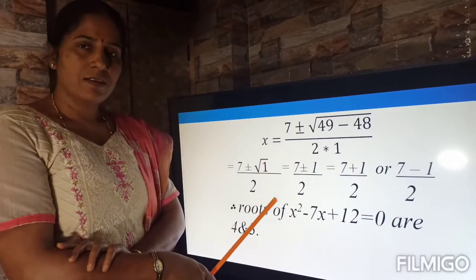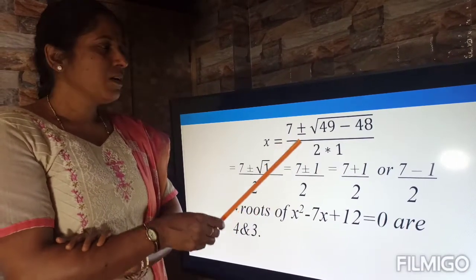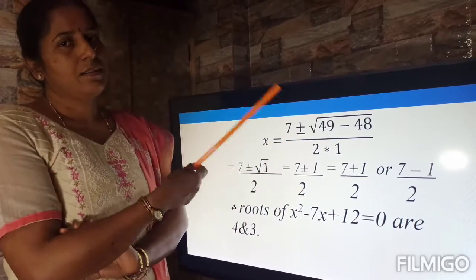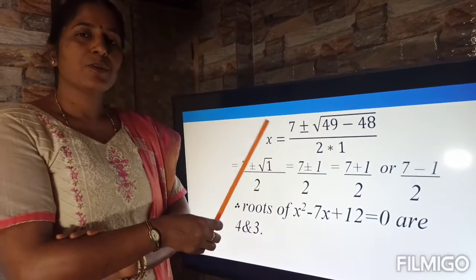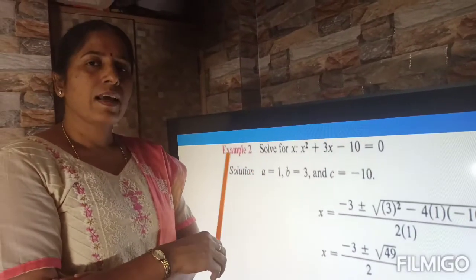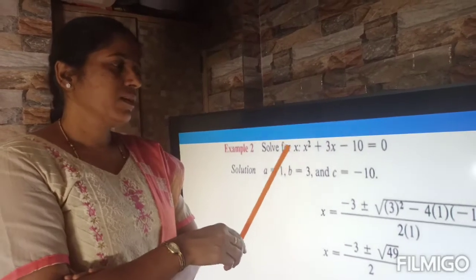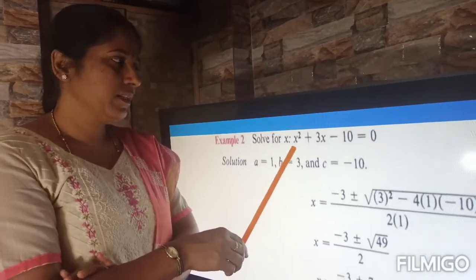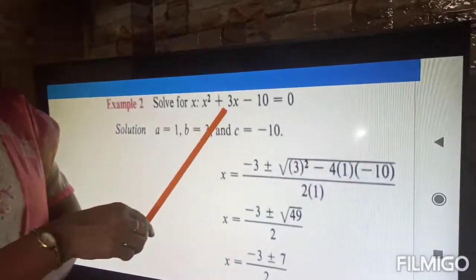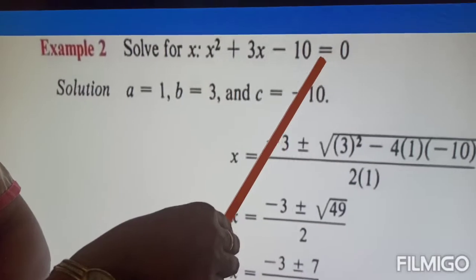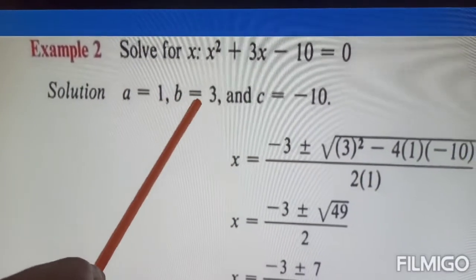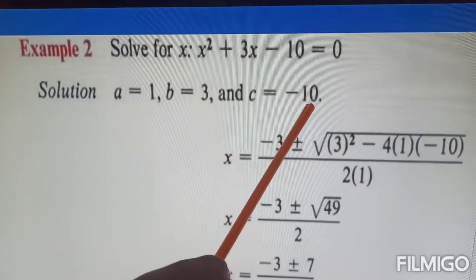Okay, understood? It's very easy, very simple. Only one formula you need to remember, then it is easy to score 2 marks. Now, example 2: solve for x by the formula method. The given equation is x square plus 3x minus 10 equal to 0. A is equal to 1, B is equal to 3, C is equal to minus 10.